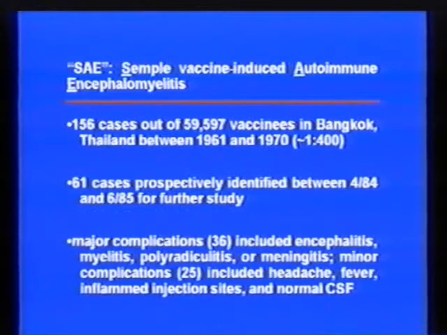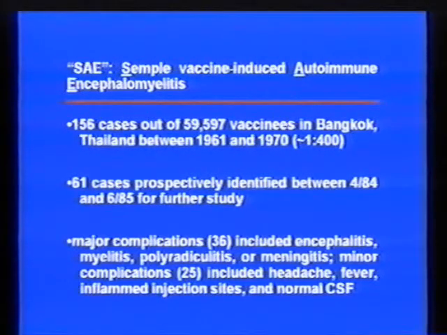So that's been the subject of a lot of study, particularly in the third world, where the Semple rabies vaccine was used for many years. It was inexpensive to make. It was very effective at preventing rabies, and therefore it was very popular throughout the world. So in Southeast Asia in particular, where there's a lot of rabies, investigators in Thailand were able to identify a series of 156 cases in Bangkok over an interval that led to this 1 in 400 number. And so they decided to study this in a prospective manner.